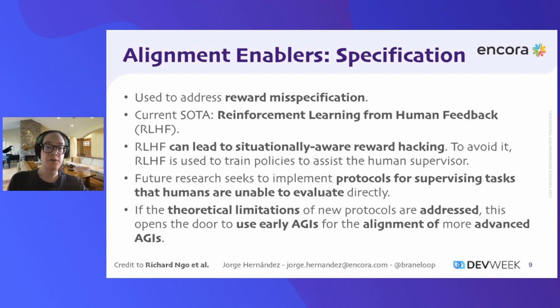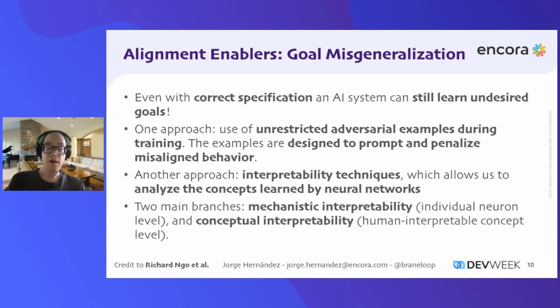Another line of research under specification is on the theoretical limitations of new protocols that are used to create the early AGIs, so that we can align them and use them to align more advanced AGIs. So we can actually use the AI systems to train the next generation of AI systems. Now, the second enabler I'd like to talk about is what's called goal misgeneralization. Even when you correctly specify the goals for an AI system, it can still learn unintended goals.